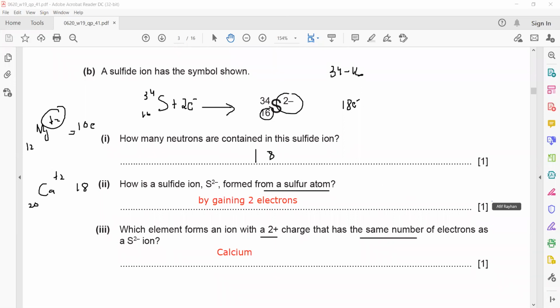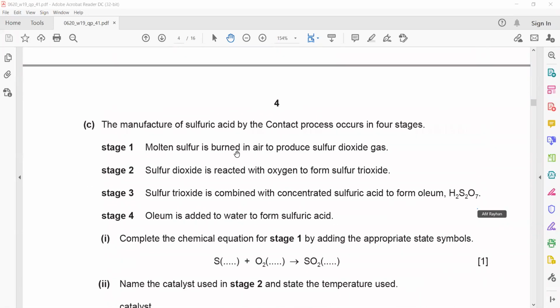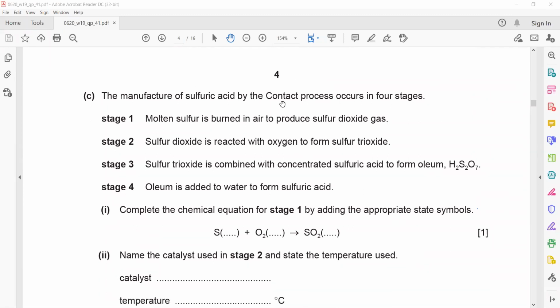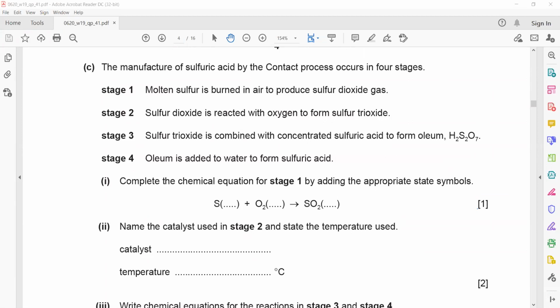In the next question, manufacture of sulfuric acid by a contact process occur in 4 stages. First, a molten sulfur is burned in air to produce sulfur dioxide. Sulfur dioxide is reacted with oxygen to form sulfur trioxide. Sulfur trioxide combined with concentrated sulfuric acid to form oleum, and oleum is diluted with water to form sulfuric acid.